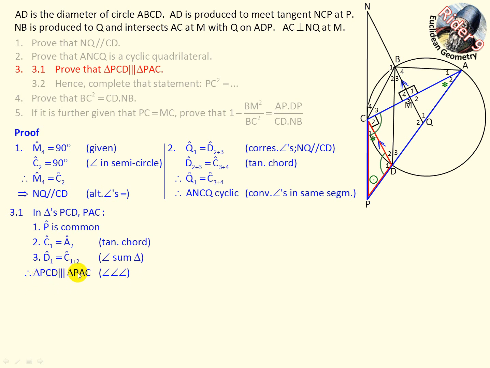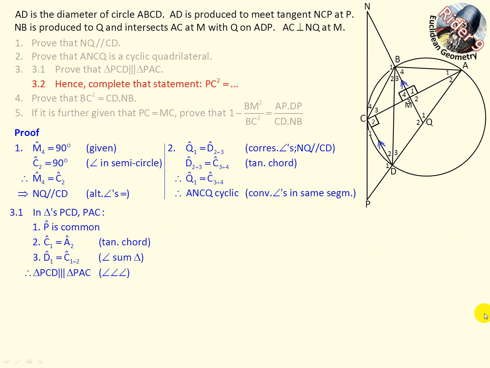P is equal to P, common. C in the one triangle is equal to A in the other one. C1 equals A2. D in the one triangle is equal to C in the other triangle. There we are. Angle, angle, angle. Hence, complete the statement: PC squared equals.